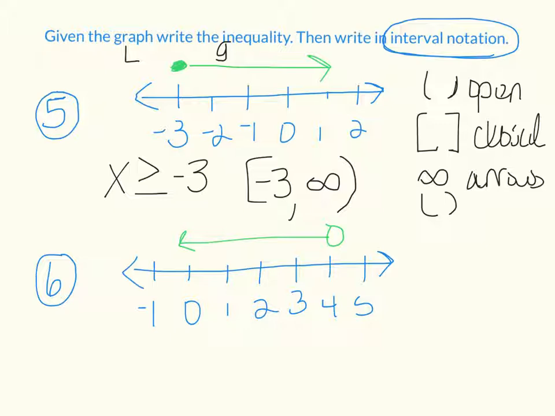Again, we're going to follow it. The first thing I hit is the arrow, and that is pointing in the negative infinity direction. So I'm going to have negative infinity, and again, infinity always has a parenthesis. Comma, and this goes and stops at 4, so I'm going to put comma 4. It's an open circle, it's not closed. Open circle means I'm going to do another parenthesis. And that's interval notation.